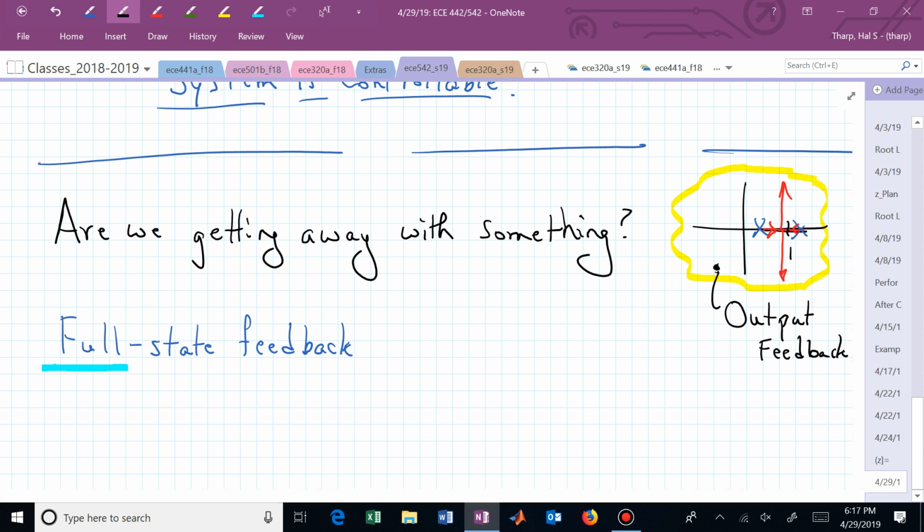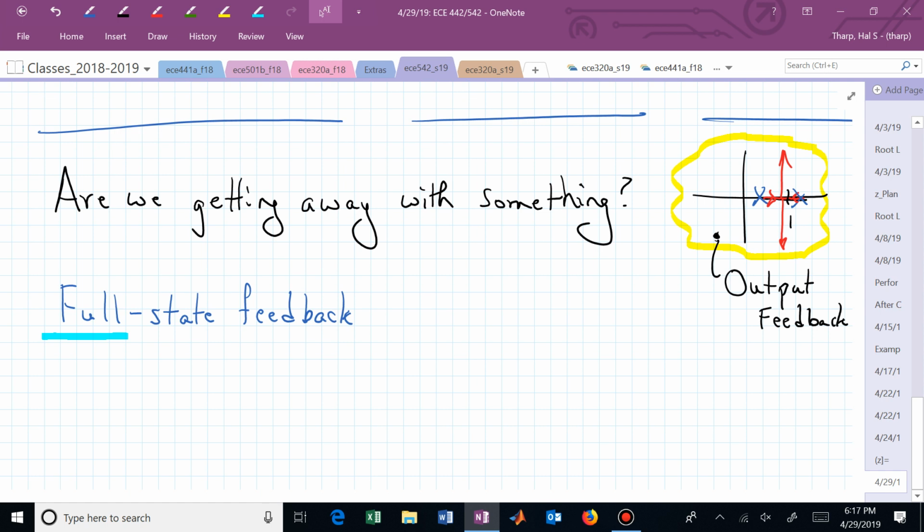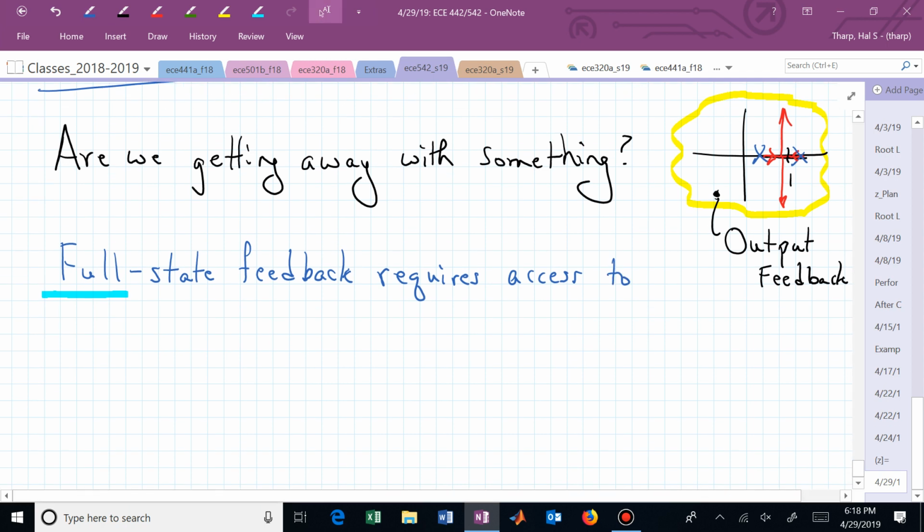If we're in a second order system, we may only have one output that we can measure and scale and feed back. We have output feedback, and that limits how we can position these closed loop poles in the complex Z-plane. We've been talking today in Unit 8 about full state feedback, and full state feedback requires access, or that we have the ability to measure, scale, and inject into the system. We have access to each component of the state vector.